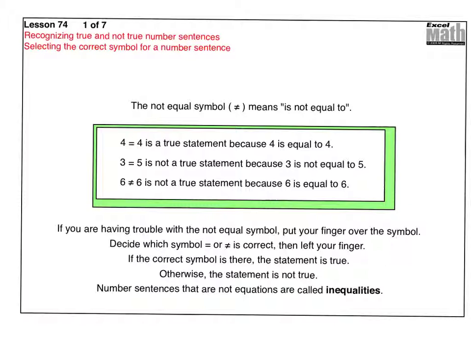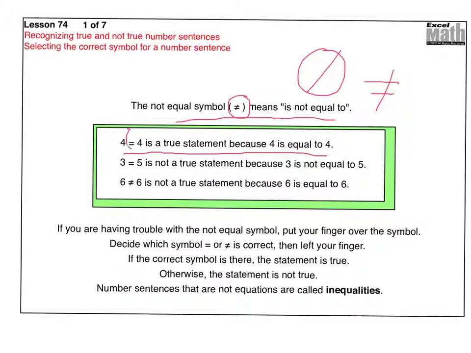Okay, this is the not equal symbol right here. So equal, not equal. 4 is equal to 4 is a true statement because 4 is equal to 4. That symbol belongs in there because they're the same. 3 is equal to 5 is a not true statement because 3 is not equal to 5. This one is not true because that should say not equal to in there. 6 is not equal to 6 is a not true statement also because 6 is equal to 6.